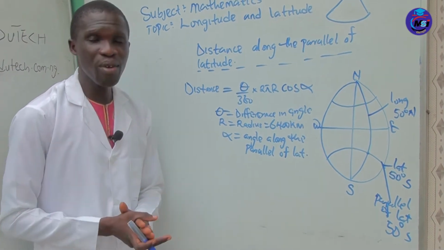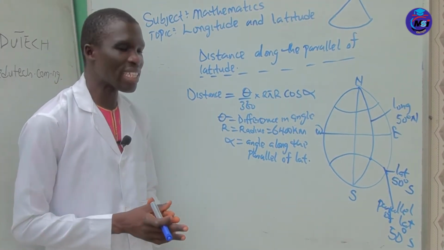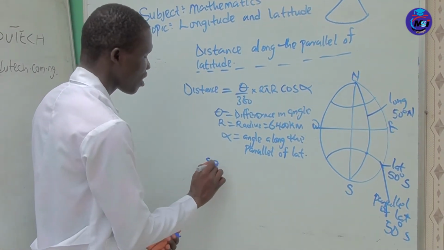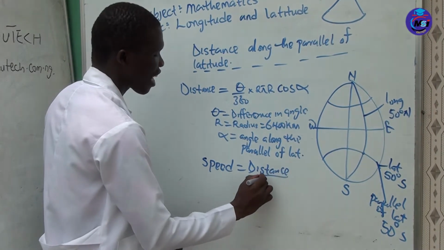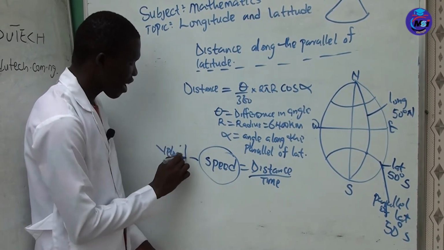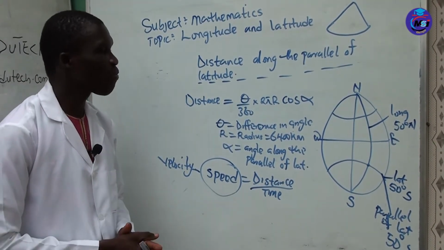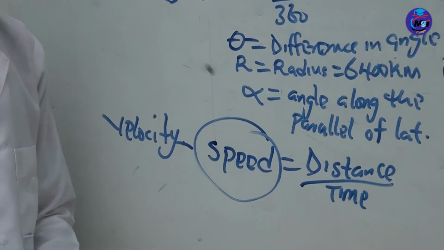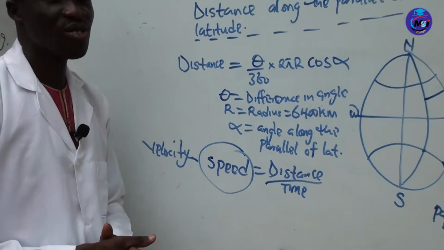Okay, so let me give you an example. I know you are so eager to see how to apply all these formulas, but before I do that, I still need to remind you of our basic mathematics, where we have speed equals distance over time. Okay, you know that speed is the same thing as velocity. So I want you to take note of this formula also. We are going to use this formula also as a result of finding solutions to longitude and latitude. So let me give you an example of how and where to apply this formula, so that we will not just be writing formulas.